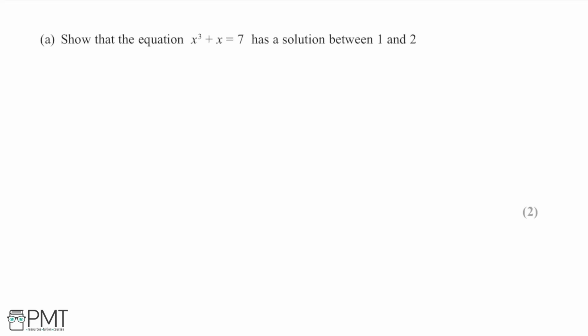So in this question here, we're asked to show that the equation x cubed plus x equals 7 has a solution between 1 and 2. So looking at the equation here, we're basically told that there is an x value between 1 and 2, which, if we substituted it into the left-hand side here, would give us the value of 7. What I'm going to do to begin with is just to maybe get this equation in a more recognisable form, a form that's going to be easier to work with.